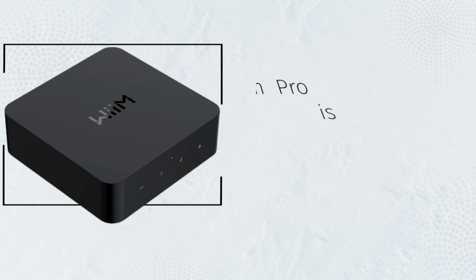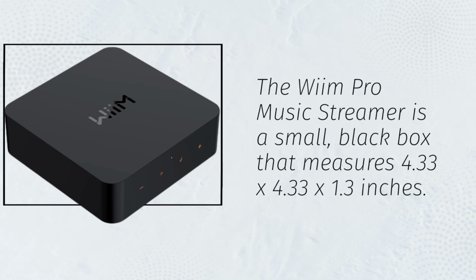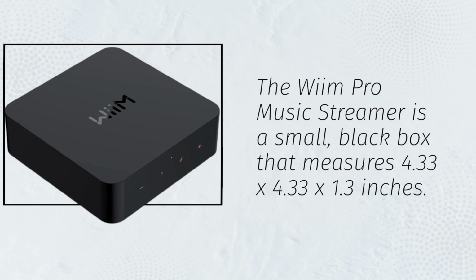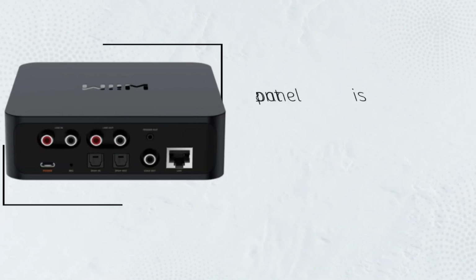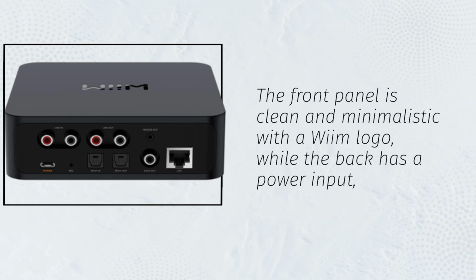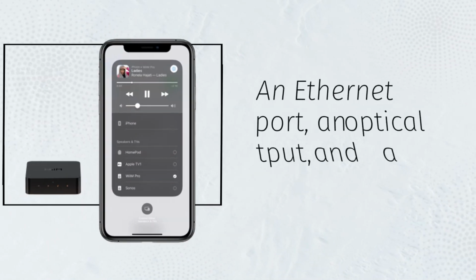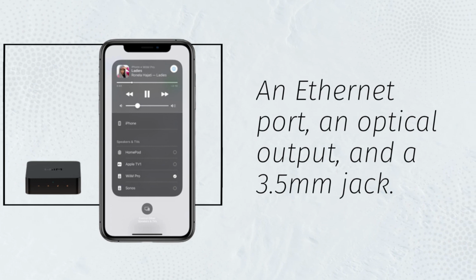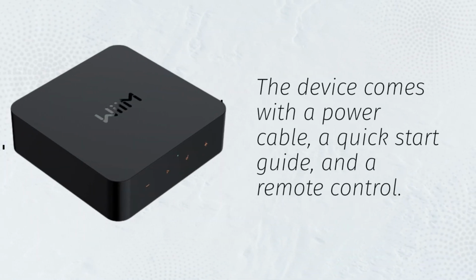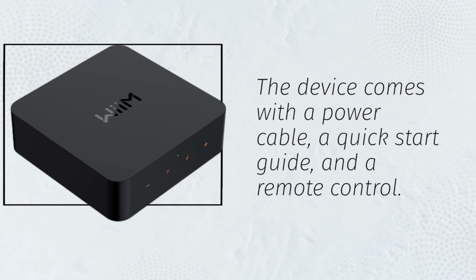The WiiM Pro Music Streamer is a small, black box that measures 4.33x4.33x1.3 inches. The front panel is clean and minimalistic with a WiiM logo, while the back has a power input, an Ethernet port, an optical output, and a 3.5mm jack. The device comes with a power cable, a quick start guide, and a remote control.